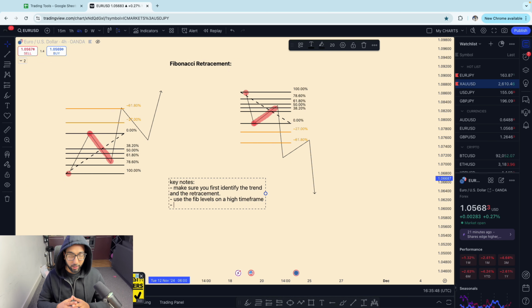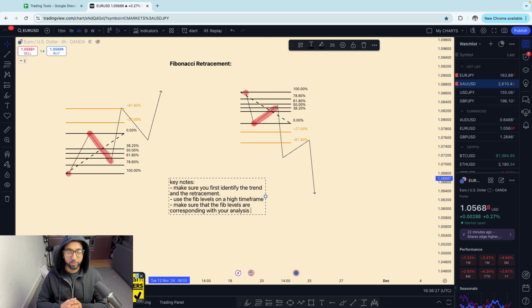Next keynote, guys. Make sure you're writing these keynotes down when you are learning Fibonacci, because you need to have this on the wall or whatever. Make sure you have it in front of you so you don't make these mistakes. The next one is make sure that the fib levels are corresponding with your analysis. Okay, make sure that these Fibonacci levels are backing up your analysis.